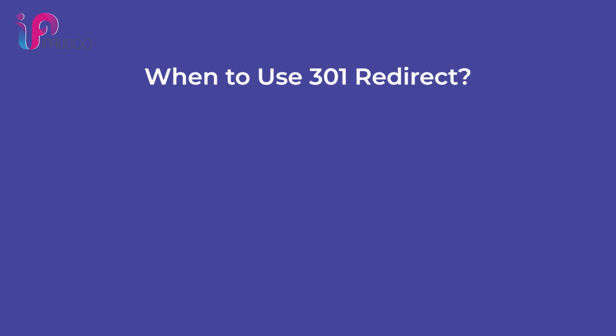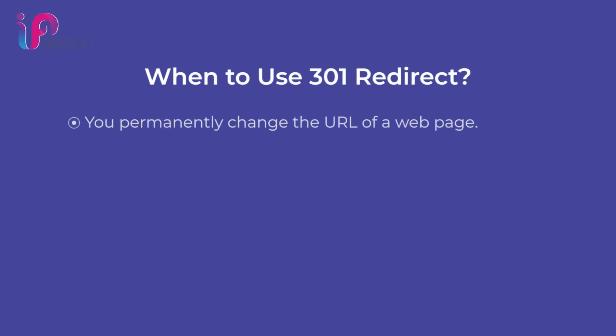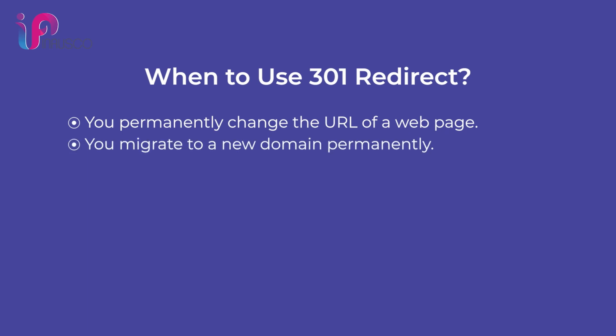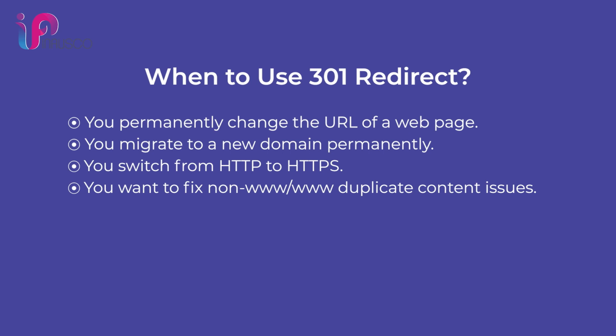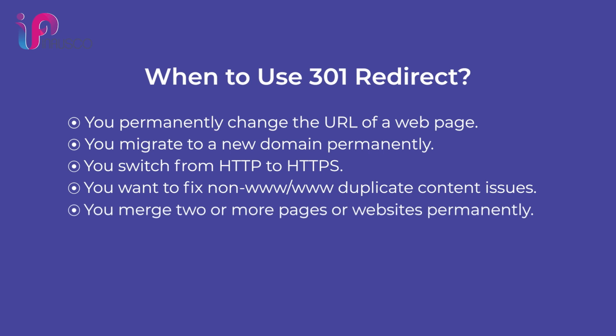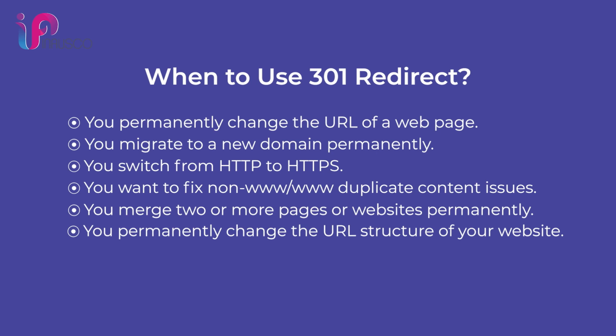When to use a 301 redirect. First, you permanently change the URL of a web page. Second, you migrate to a new domain permanently. Third, you switch from HTTP to HTTPS. Fourth, you want to fix non-www or www duplicate content issues. Fifth, you merge two or more pages or websites permanently. Sixth, you permanently change the URL structure of your website.